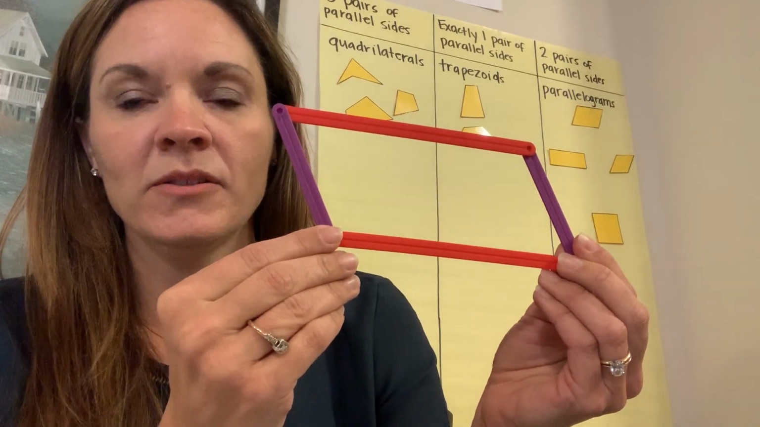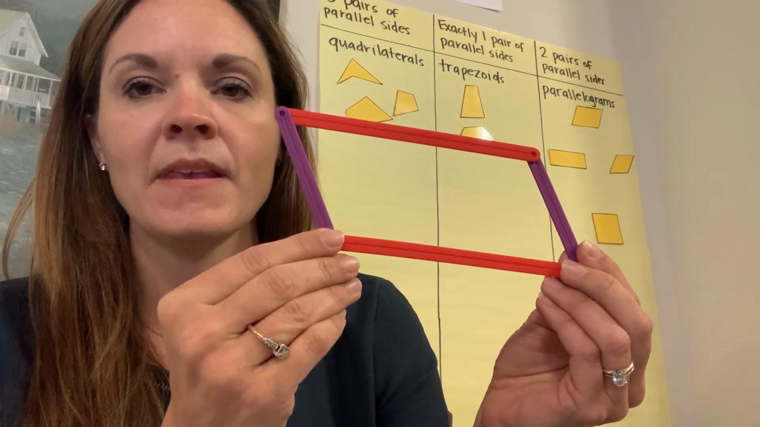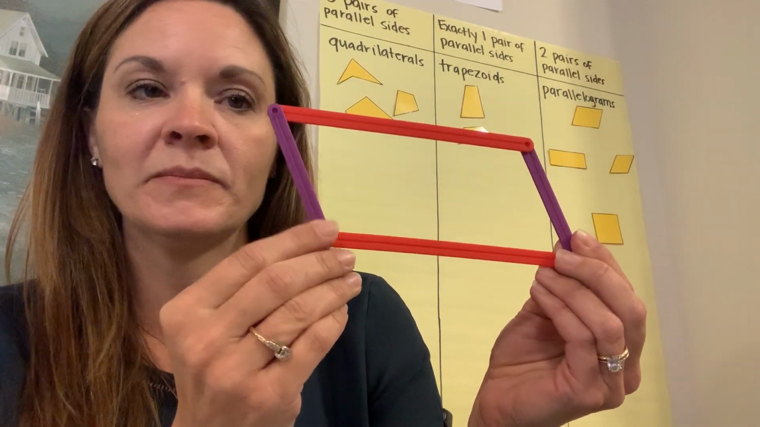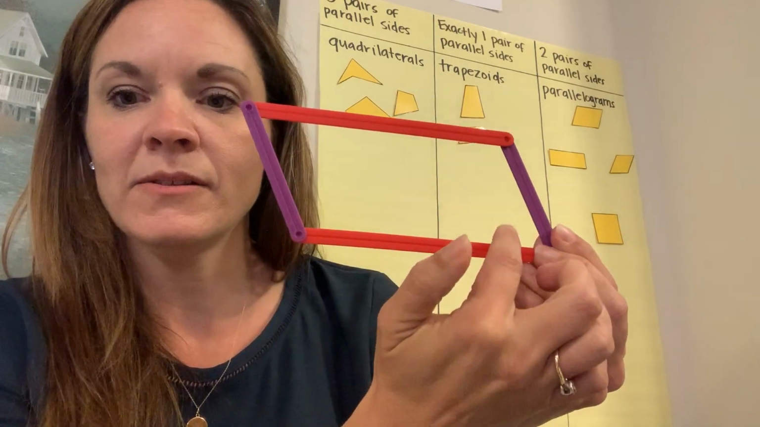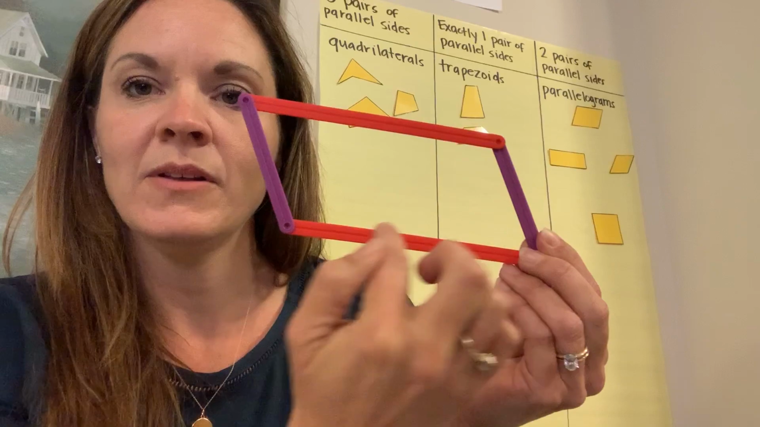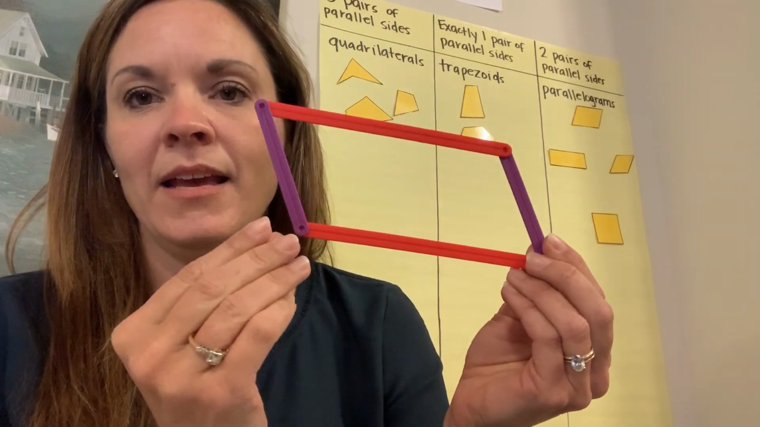Parallelograms have two pairs of parallel sides, and opposite sides are both congruent and parallel. Opposite angles are also congruent or the same. So this angle is the same measure as this angle.